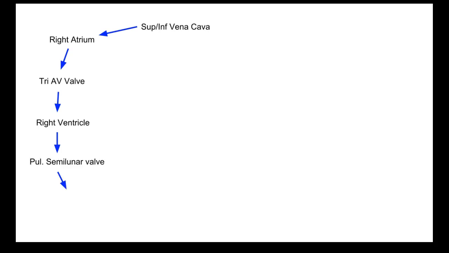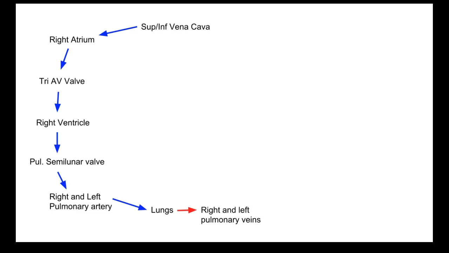So starting again in the superior and inferior vena cava, we're going to go through the right atrium. Okay, the right atrium is then going to lead to the tricuspid AV valve, which leads to the right ventricle, which is going to lead to the pulmonary semilunar valve. Once the pulmonary semilunar valves open, we're going to the right and left pulmonary arteries, which takes it to the lungs. This is where gas exchange is occurring. So now we're going to have oxygenated blood, and we're going to come back to the heart through the right and the left pulmonary veins, which are going to lead into the left atrium.